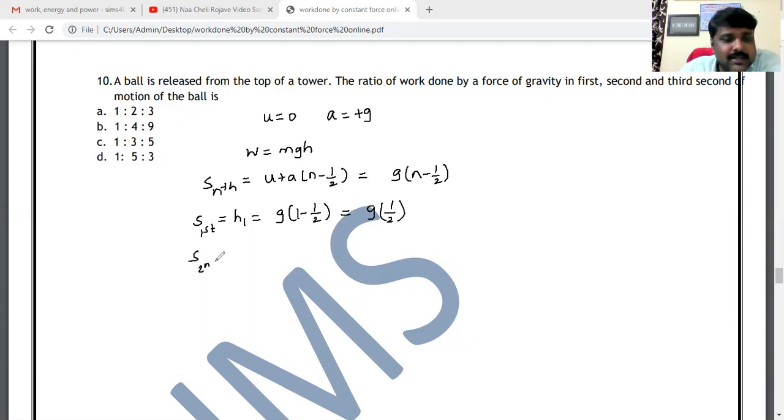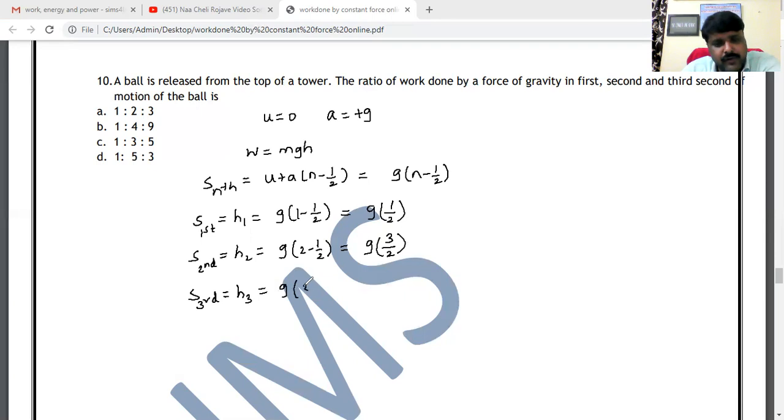Second second, that is h2, equals g of 2 minus half, 2 into 2 minus 1, it is 3 by 2. And third second, let us say it as h3, equals g of 3 minus half, 3 into 2 minus 1, it is 5 by 2.